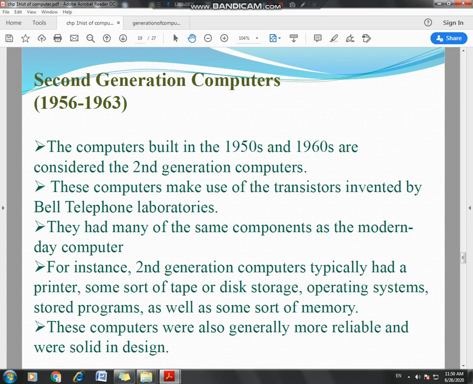They used to malfunction. So then they came up with a new device, transistors, which was a little smaller in size as compared to vacuum tubes, and also produced way less heat. But it doesn't mean that it did not produce any heat. So these make use of transistors, and they also had some sort of a printer and tape and disk storage, and also had some memory. These computers became a little more reliable in comparison to the first generation of computer.